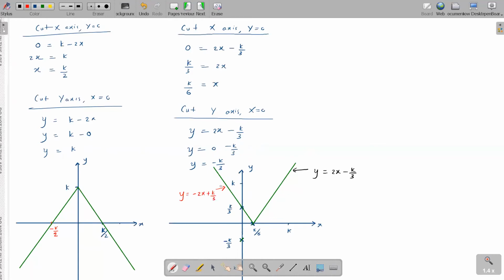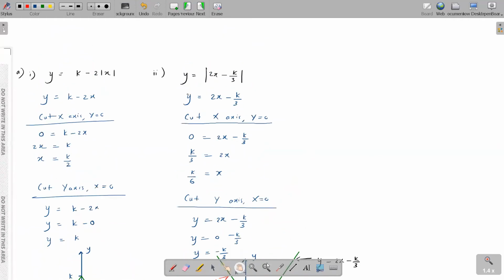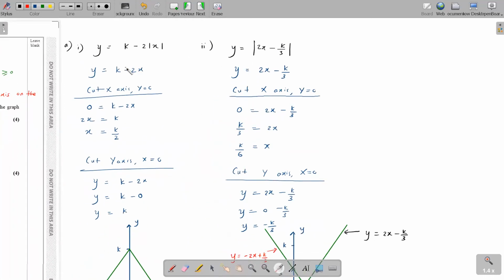So it's important that you know the individual equation of each line here, because the modulus graph is made up of two straight lines. Knowing the individual equation of each straight line is important. The part that you reflect will always have the opposite sign. So the original graph, I named it, and the reflected part gets negative 2x plus k over 3. The same story goes for this graph as well.